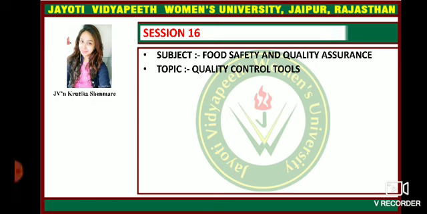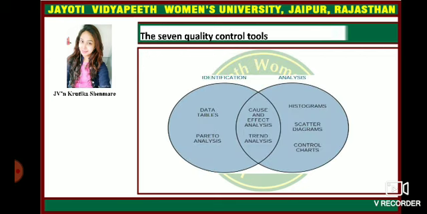Hello everyone. So this is session number 16 of food safety and quality assurance, and the topic which we'll be covering today is quality control tools. So what are the basic 7 quality control tools? Identification analysis, that is data tables, Pareto analysis, cause and effect analysis, trend analysis, histograms, scatter diagrams and control charts.